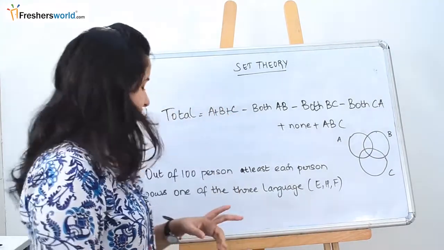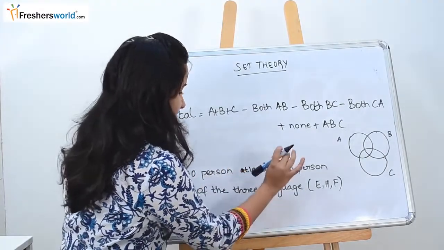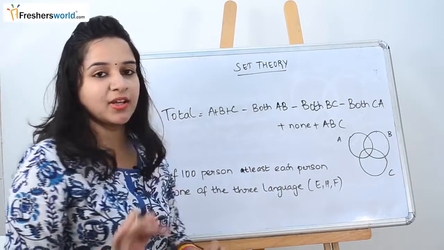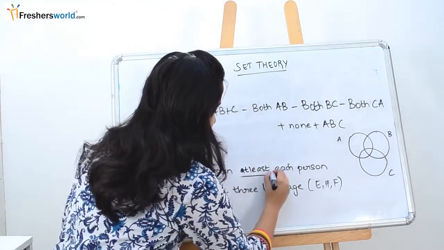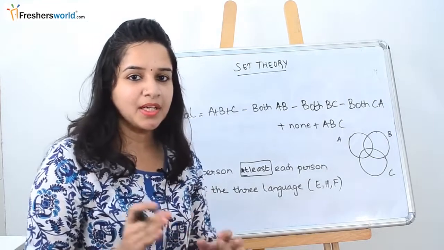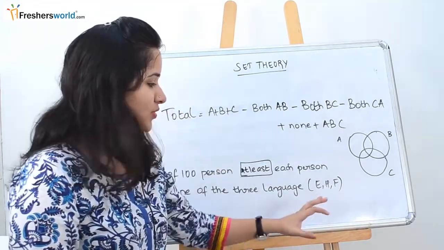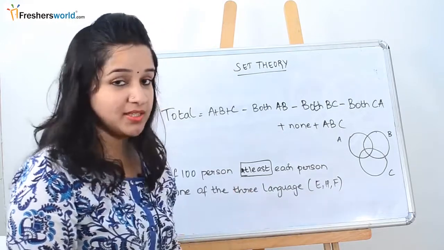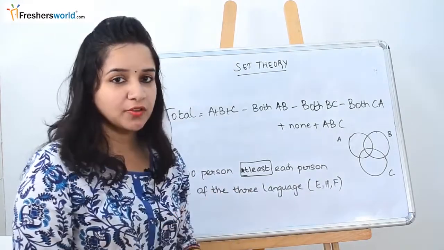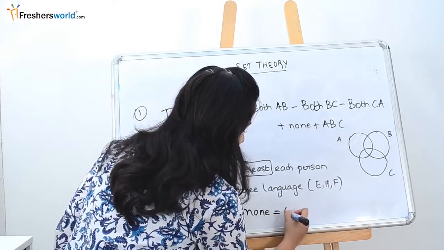The second tip is that, let's take this question. Out of 100%, at least each person knows one of the 3 languages. When you find the word "at least" in your question, as we know, at least is nothing but minimum to maximum. So at least one person, minimum one person knows all the 3 languages, which means people who don't know either of the language is nothing but 0. So people who know none of the language is 0.